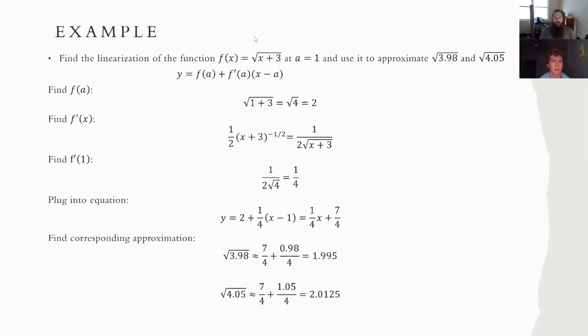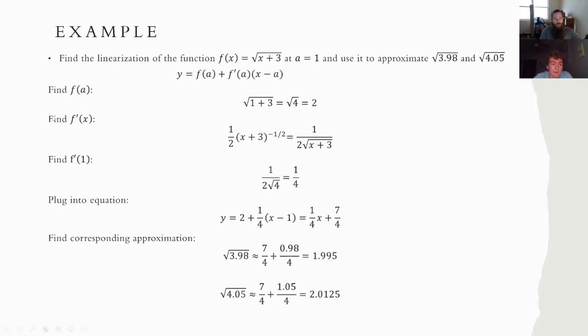Finding the linearization of the function f of x equals the square root of x plus 3 at a equals 1. And we're going to use that to approximate the values of the square root of 3.98 and the square root of 4.05, sorry. So we're going to first find f of a. So we're just going to plug in a to the function f of x, which we can see we get right here. We get square root of 4, which equals 2.